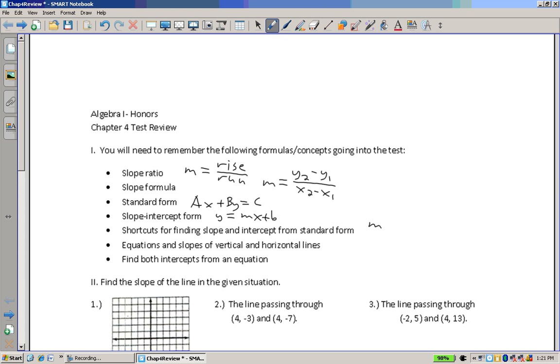Shortcuts. Well, m equals the opposite of b over a.